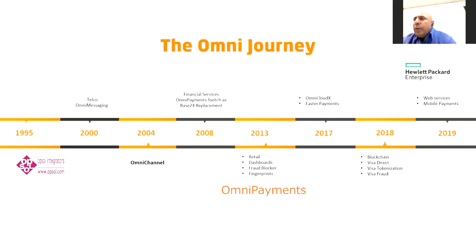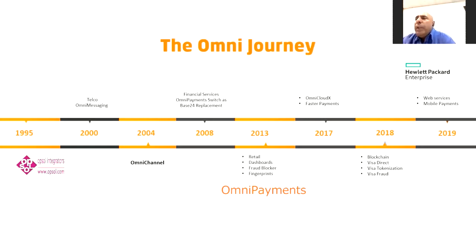Then in 2017, we launched the Omni Cloud X. Omni Cloud X is an interesting growth in addition to what we have been doing in the past with NonStop servers. We also installed NonStop servers in the cloud, and we offered customers a cloud instance of their payment switch. One of the other things that was developed during this period was also faster payments.